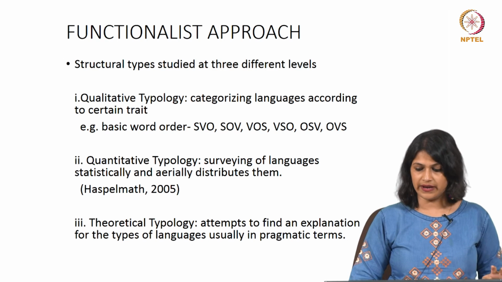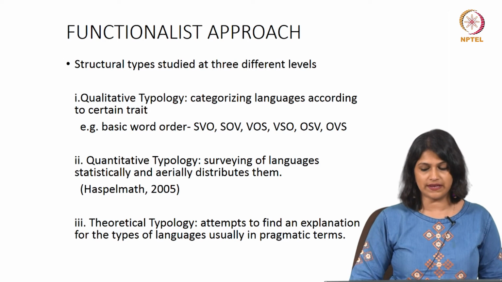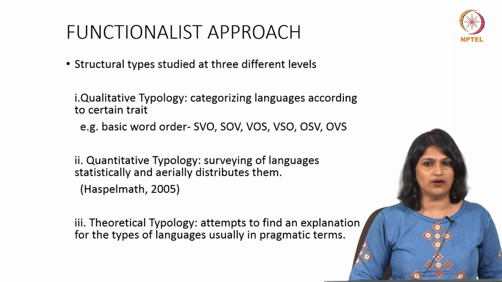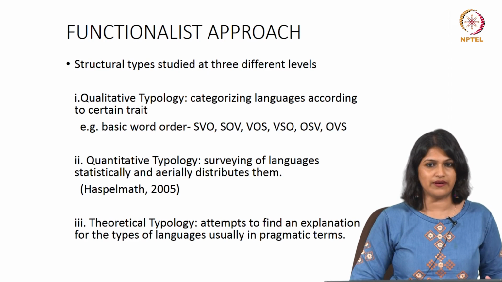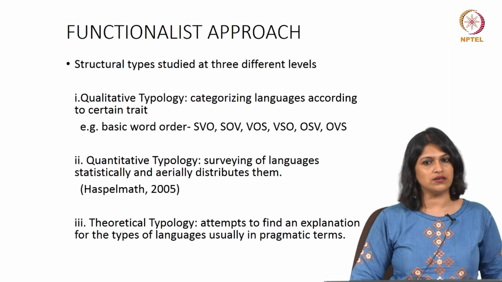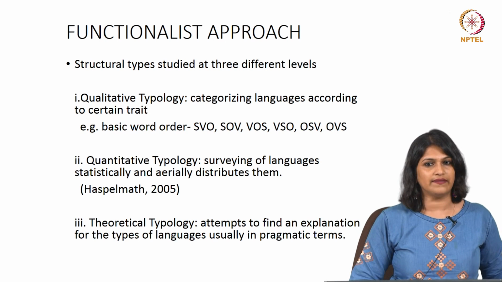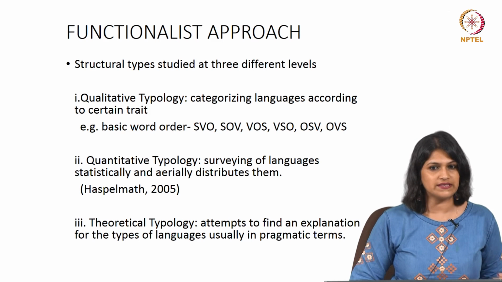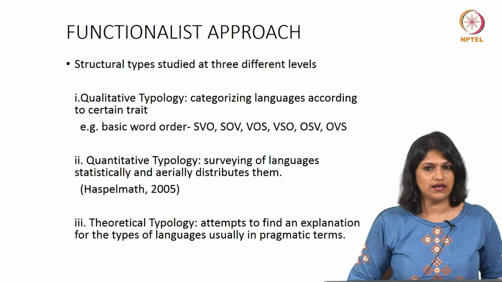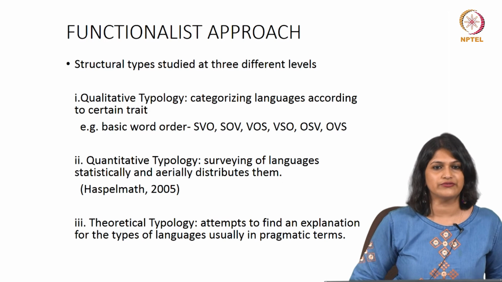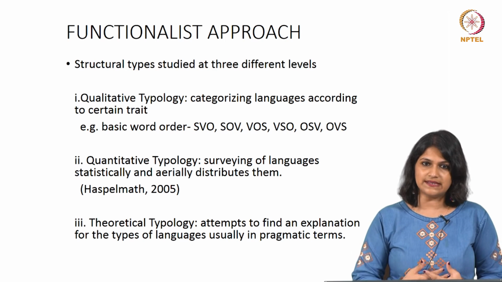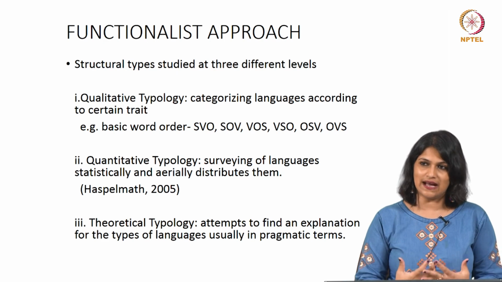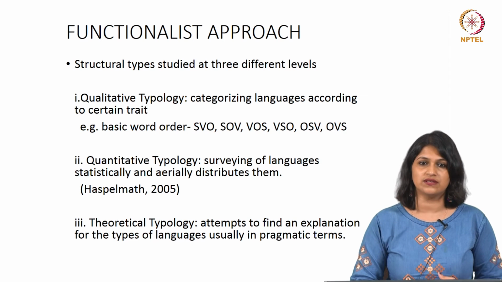And the two rarest types that I mentioned, OSV and OVS. The OVS pattern is primarily found in the Native American languages, also the other languages spoken in the Amazon Basin. Then OSV, generally that is spoken in Venezuela, Brazil, and Northeastern Australia and Indonesia. So these are the rarest forms. So this is how we should understand when we say structural typology.